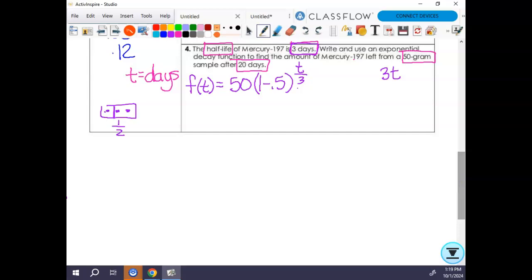If it's going to be reduced by 50%, I need this fraction to be 1. It would take 3 days divided by 3 to be to the 1st power for it to be reduced by 50%. Do you see how to think through that?